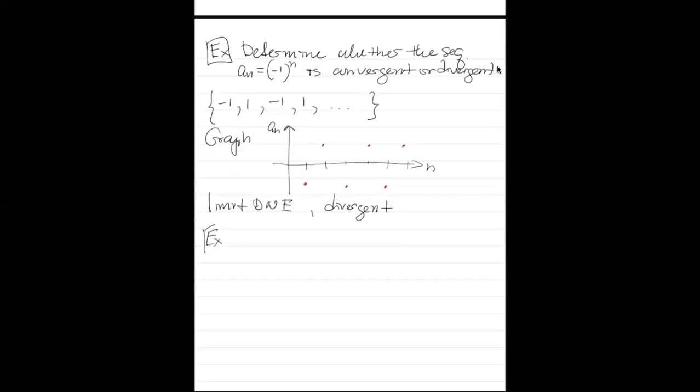Example, evaluate the limit of -1 to the nth over n, n goes to infinity, if it exists.